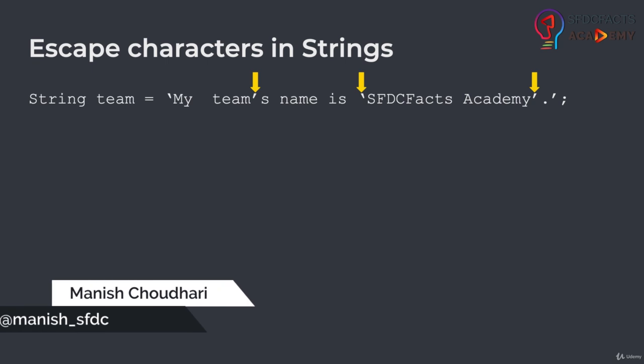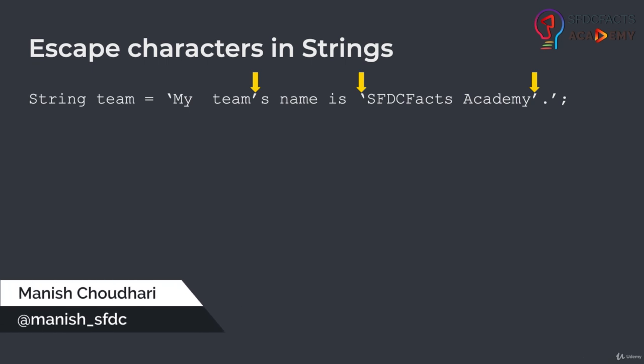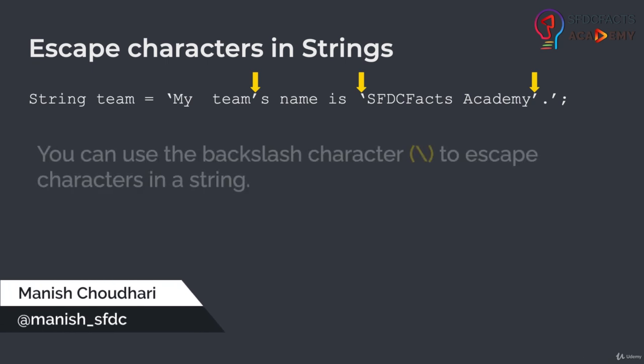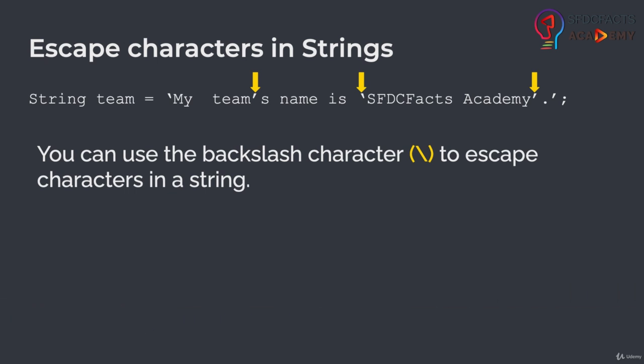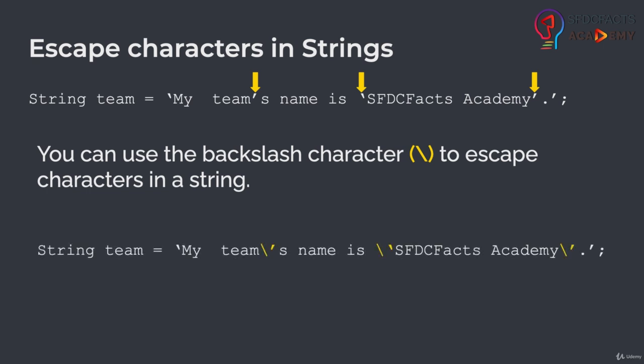But in some cases you would like to use single quotes in your string. So how can you do that? For this you need to learn about escaping characters in a string. To escape a character in a string, you can use a backslash character. When you use this backslash character before your single quote, you would be able to use the single quotes in your string. So if we had to write this string again, we would place this backslash character before all our single quotes. And this way we will be able to use the single quotes in our string.